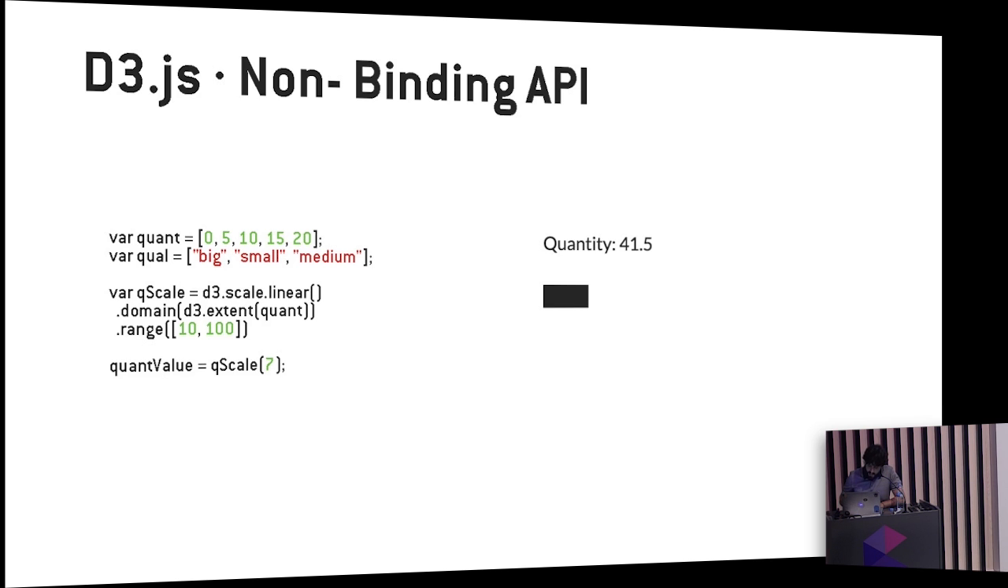Okay, this number right here has two numbers, the min and the max, and it's getting this information from the data, from the array, 0 and 20. These are the min and the max numbers. So that's the domain.